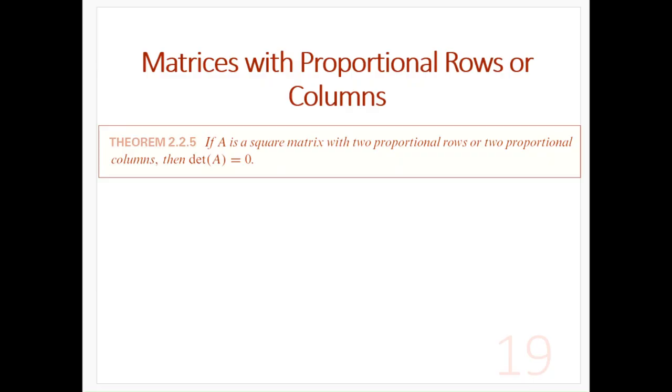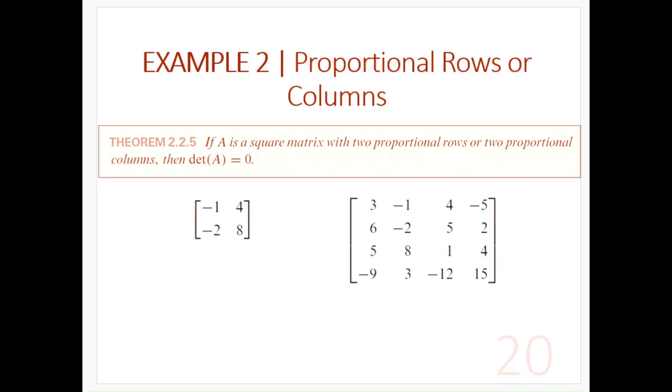So if we move on to our next theorem, this is another easy one that's really handy. It's all about matrices with proportional rows or columns. So theorem 2.2.5 says if A is a square matrix with 2 proportional rows or 2 proportional columns, then the determinant of A equals 0. So this is another theorem that we should be able to recognize upon inspection. So let's look at an example of this.